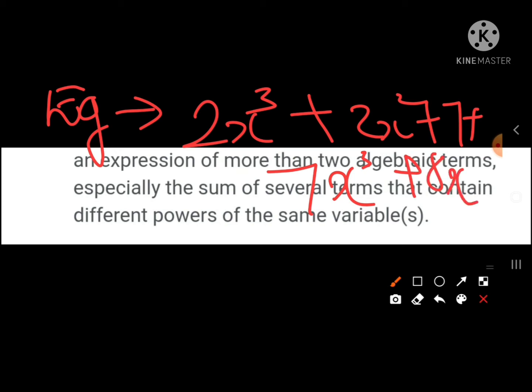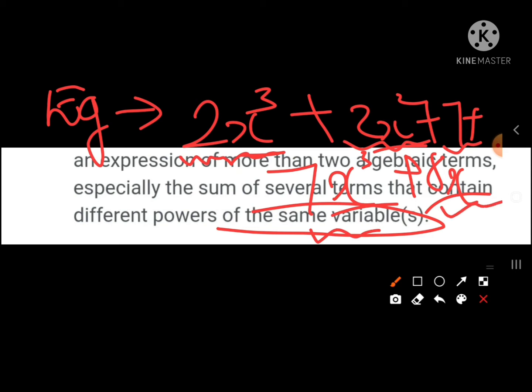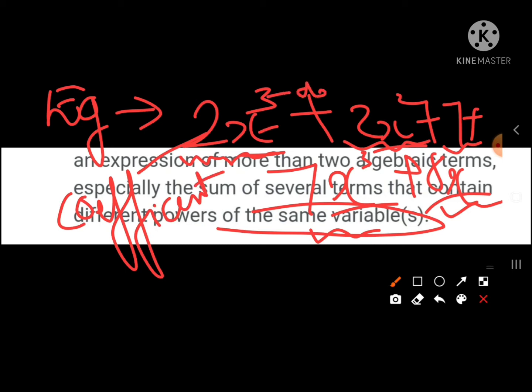Now you could see here the same variable, am I right? x, x, x, x, which means the same variable. Polynomials have the same variable, and this is one term, this is two terms, 7 is another term, 7x cube is another term, 8x is another term, and the plus and minus signs are called operators. Now this is a coefficient, and x is the variable, and 3 is the degree. Got it? Variable is clear.